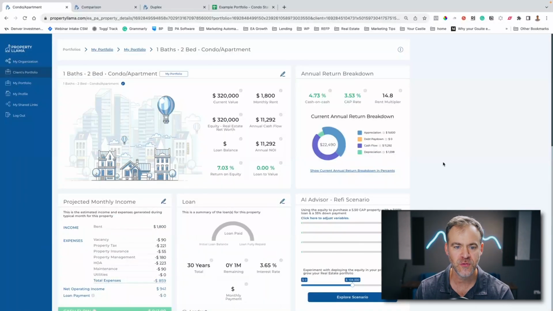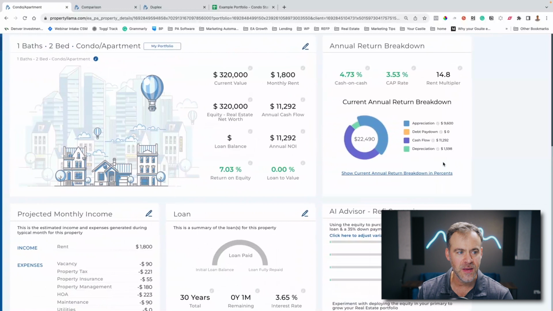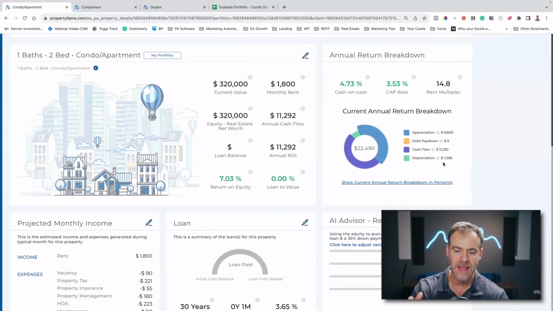So I'm jumping into my Property Llama account here, and this is a 2-bedroom, 1-bathroom condo that one of my clients owned, and we just reviewed her portfolio a couple weeks ago. Before I go into numbers, I will give you a little bit of backstory. Like so many landlords, this is a property she used to live in, and then, I don't know, 3 or 4 years ago, moved out into a new property with her partner, and then turned this one into a rental property.